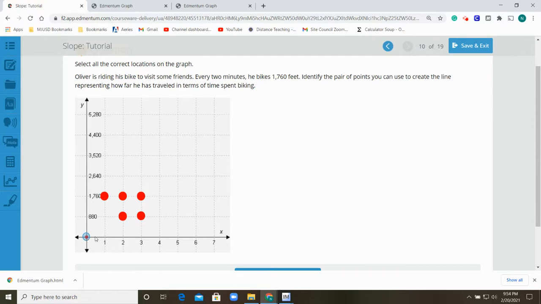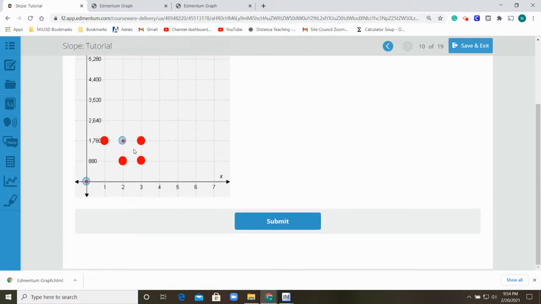Then I know after the first 2 minutes, not the first minute, but the second minute, because it says every 2 minutes he bikes 1,760 feet. So 2 minutes, 1,760 feet. So those are my 2 points. That's where my line is going to go through. If you're just throwing random stuff on there, that doesn't mean anything.